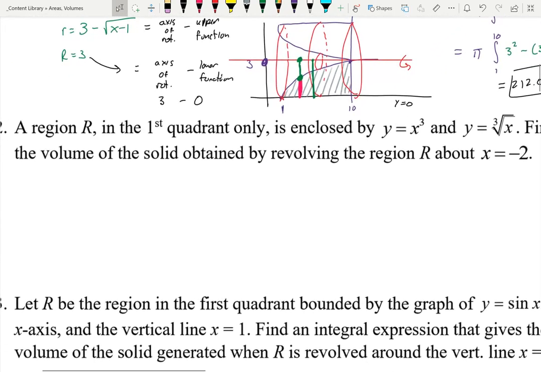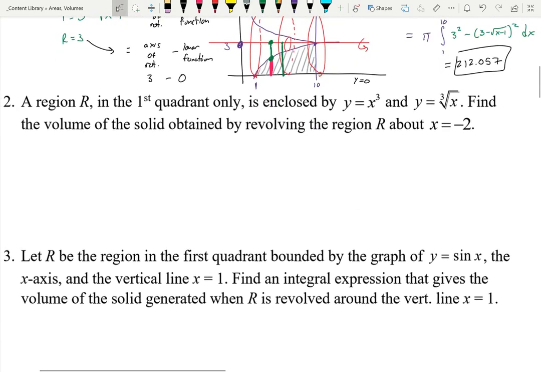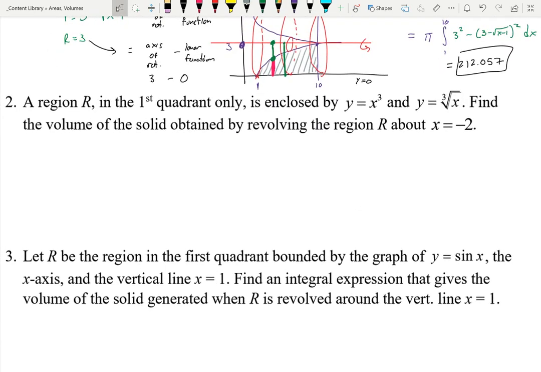Number 2, a region R in the first quadrant only is enclosed by y equals x cubed and the cube root of x. Find the volume obtained by revolving the region R about the line x equals -2. Okay, so let's see here. The cube root of x, x cubed as a function comes up like this and then over like that. But we're only in the first quadrant, so I'll ignore that part.